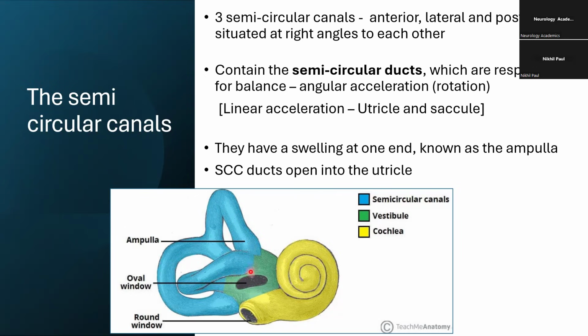On the other end, it is not enlarged, and for the anterior and posterior, it is a common ending. So for these three semicircular canals, we have three ampullas, and at the other end we have two other endings also. So three canals and five endings, and three of them have the ampulla.